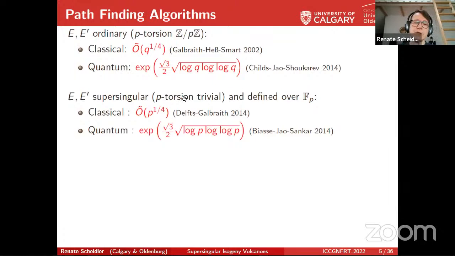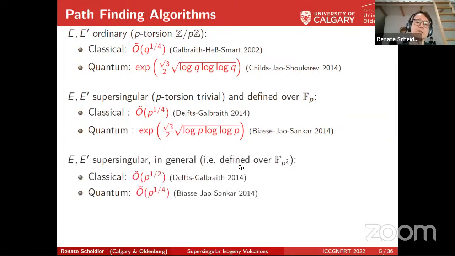Then you have very similar complexity results, except that q is replaced by a p. And in the general case, supersingular elliptic curves always have a model that's defined over F_p squared. And in that case, the complexity gets much worse. The best classical algorithm is now p to the 1/2, and the best quantum algorithm is actually also exponential.